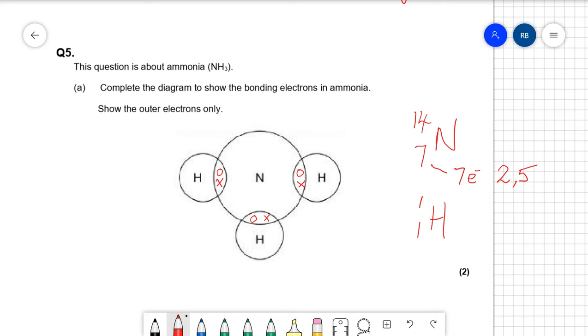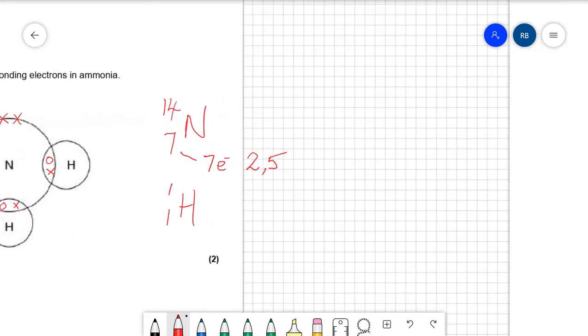Oops. We've already drawn 3 of these, the circles, 1, 2, 3. We're going to need to draw 2 more. We generally put them somewhere up here, using the crosses. Okay, so 1, 2, 3, 4, 5 crosses belonging to the nitrogen, and 1 each for the hydrogens. Let's check. Well, here we've got a bonded pair. We've got another bonded pair, and each of these outer shells is now full of electrons. So I suggest this is going to be worth 2 marks. Let's just check the mark scheme.